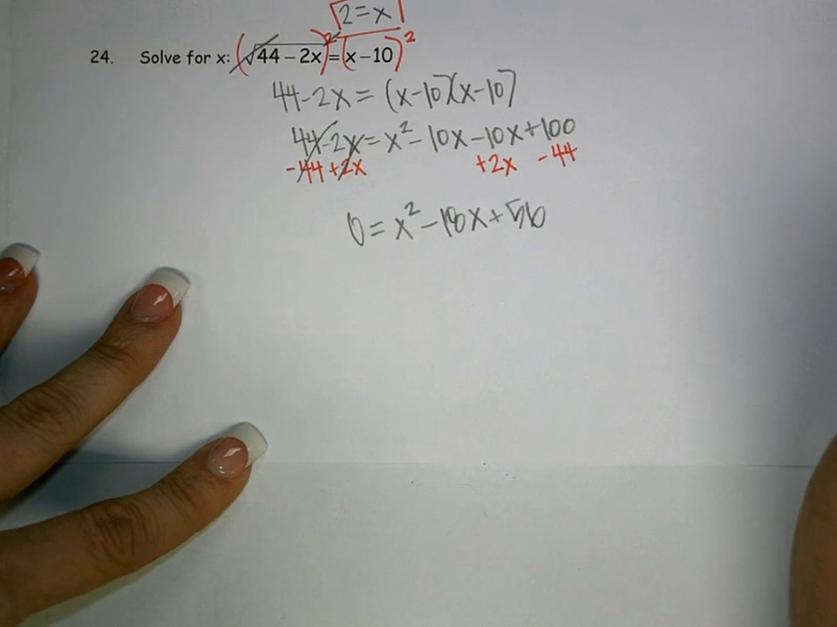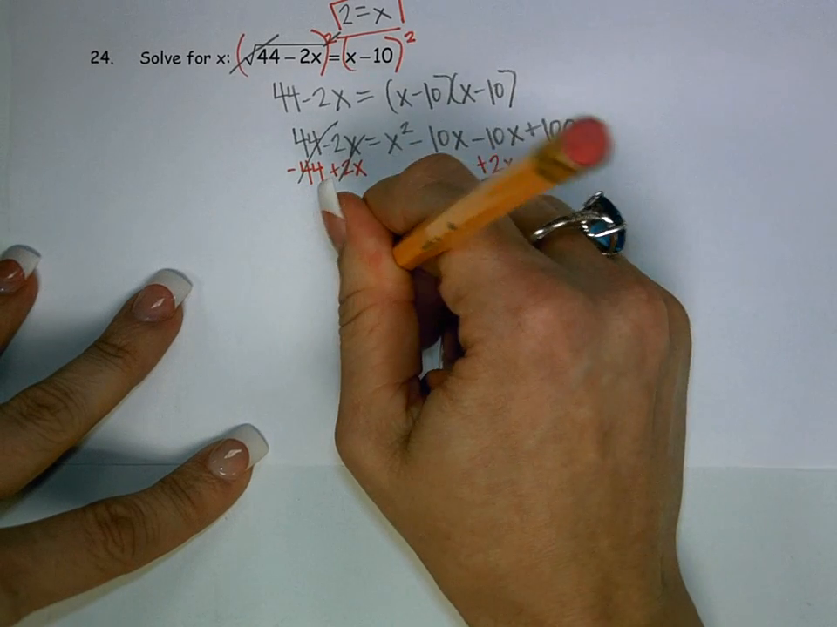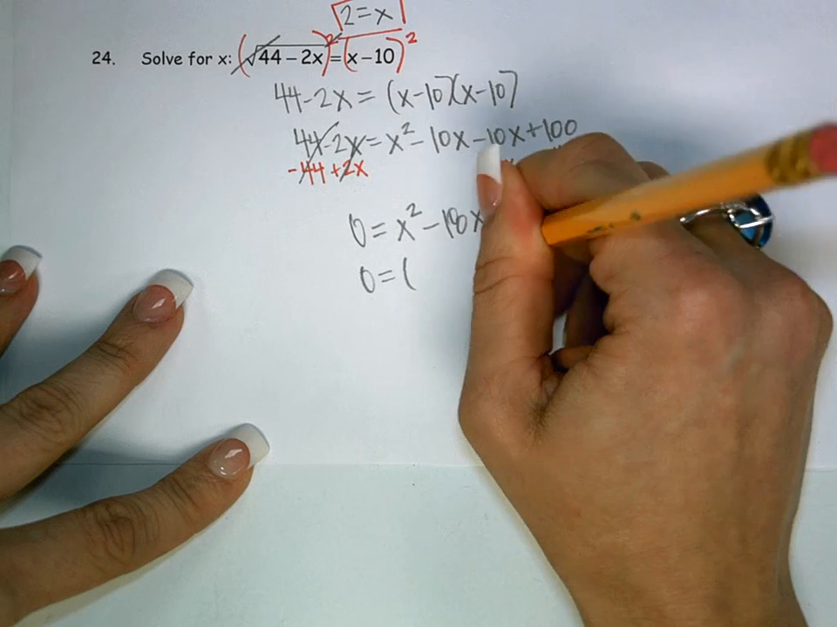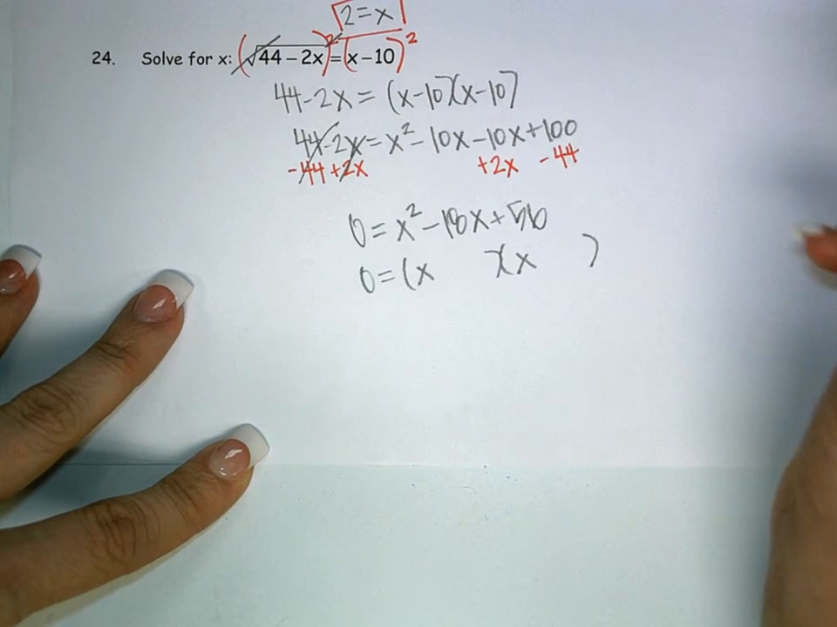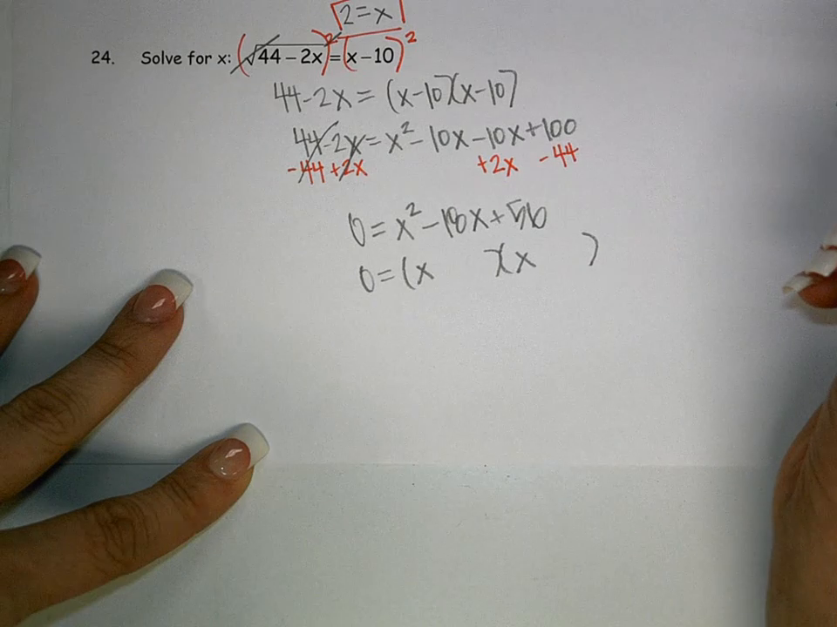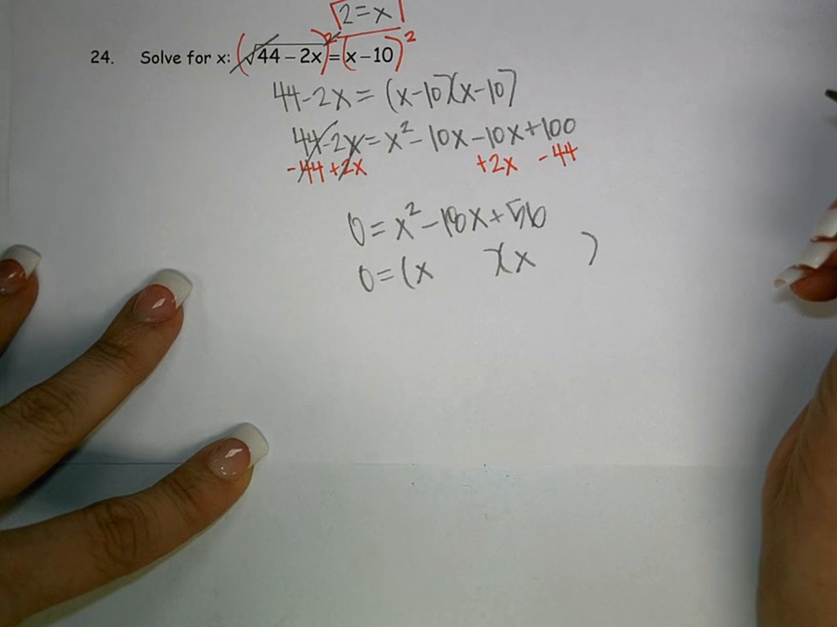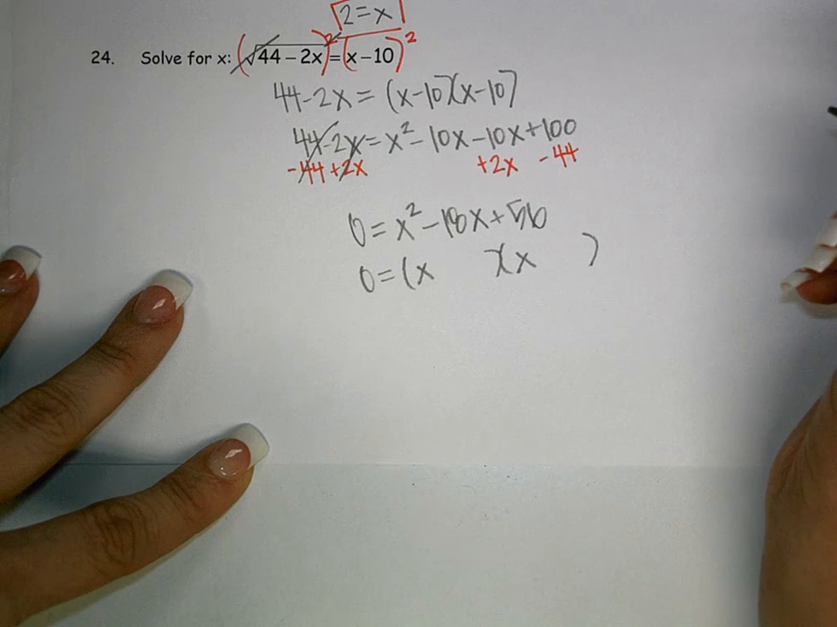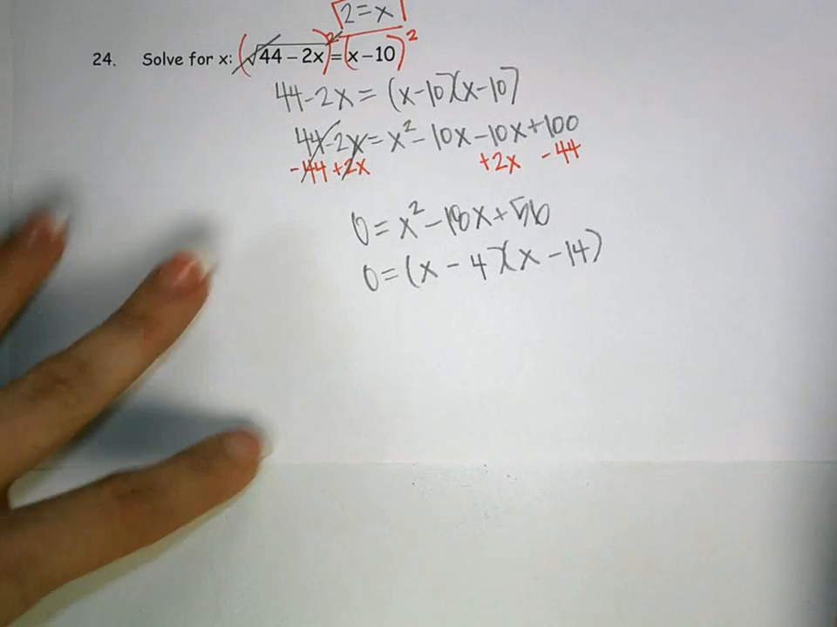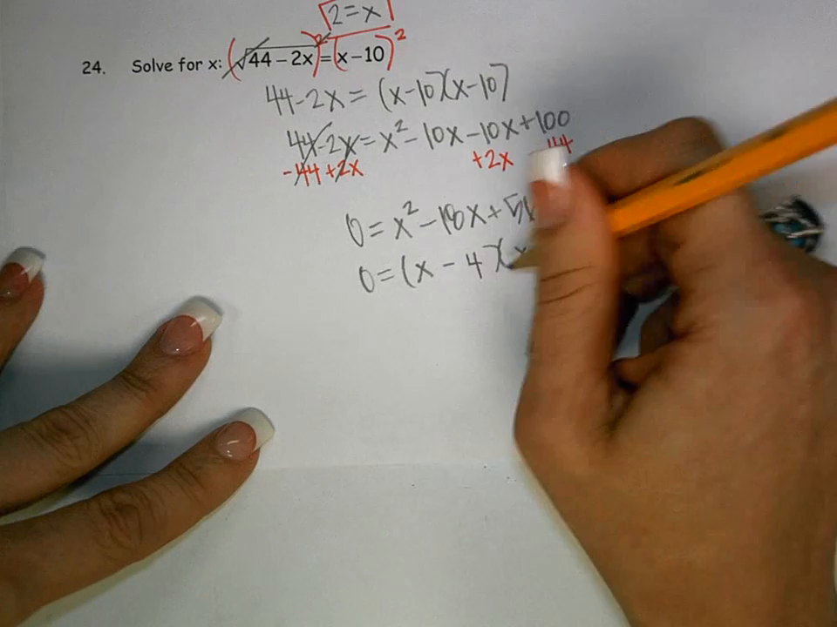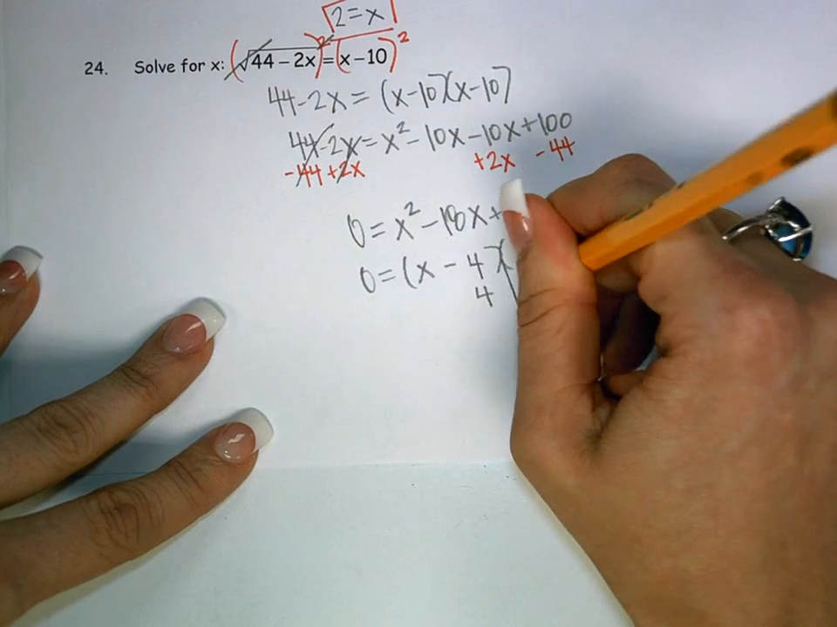Okay, this will factor. What multiplies to 56 and adds to 18? 7 and 8 add together to give us 18? No, I don't think so. 4 and 14? Yeah, it is 4 and 14. 4 and 14 work. So minus 4, minus 14. I was waiting for you guys to decide. Then break these apart. You get a positive 4 and positive 14.